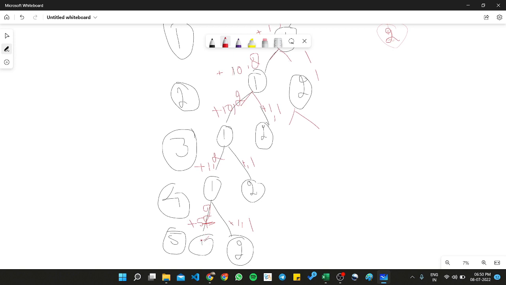We return a large value, like int max. So max plus 5 is max. In the same way, it will also return the max value. If it reached a feasible solution, it will return 0. So 0 plus 5 is 5. It will return the 5. So 5 plus 1 is 6, and so on.